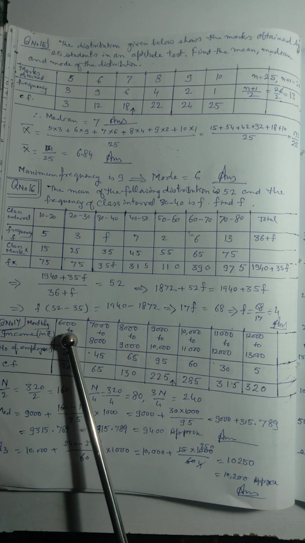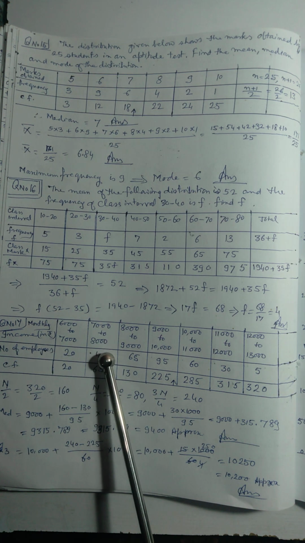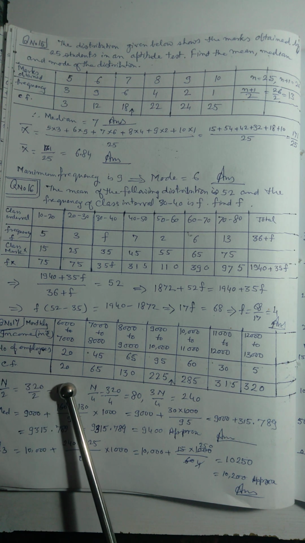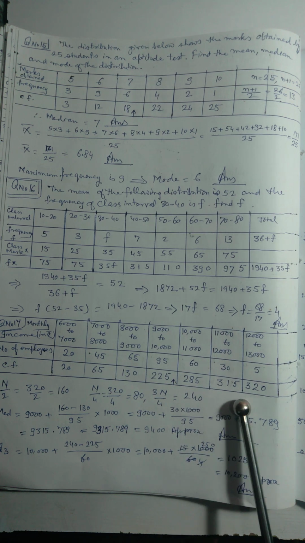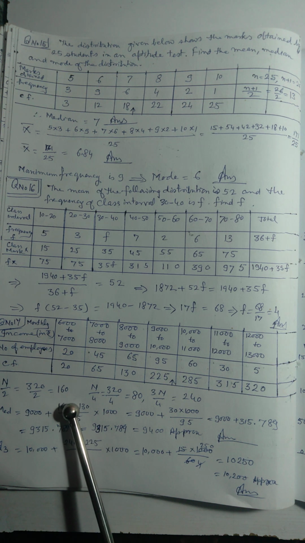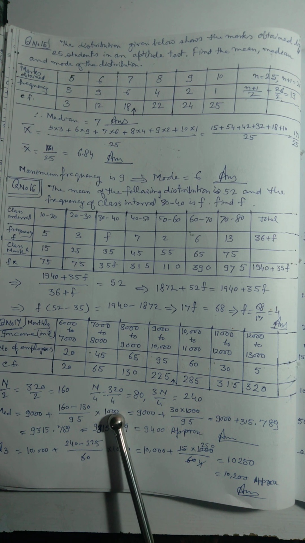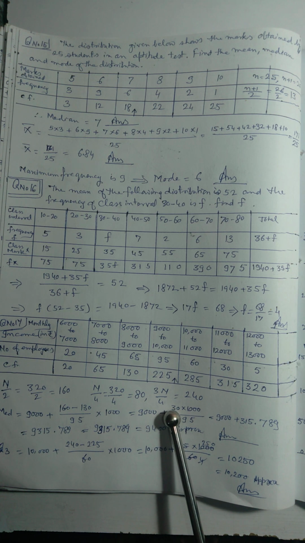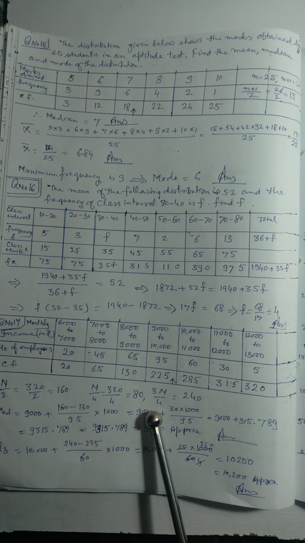You see the monthly income. अब मैंने लिख दिया है यहाँ पर 6,000 to 7,000, 7,000 to 8,000. Here the number of employees are here. Cumulative frequency 20, 65, 130, 225, 285, 315, 320. So n by 2, that is 320 divided by 2, it will be equal to 160. N by 4, in order to find out the first quartile, that is 320 divided by 4, it will be equal to 80. 3n by 4, it will be triple of it, 80 into 3, that is 240.